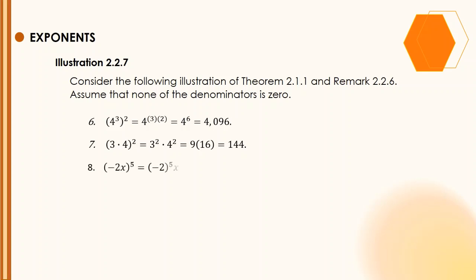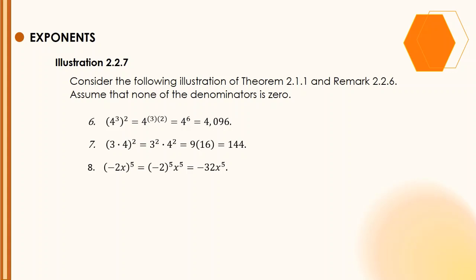Number 8 is (negative 2x) quantity to the power of 5. Same pa rin, i-distribute ang exponent na 5. That will be equal to (negative 2) quantity to the power of 5 times x to the power of 5. And (negative 2) quantity to the power of 5 is equal to negative 32. And this will be equal to negative 32x to the power of 5.